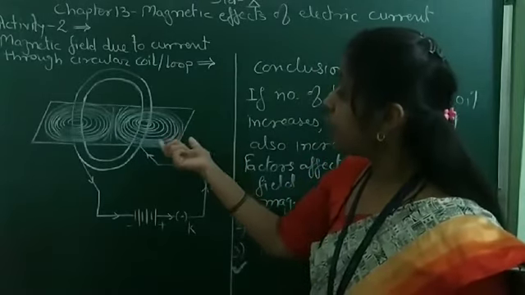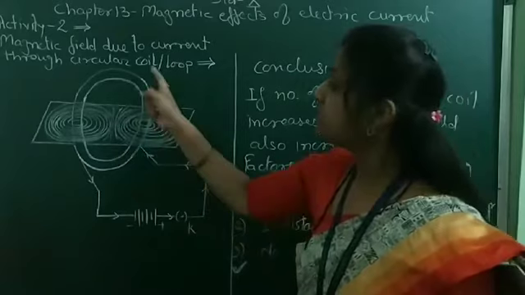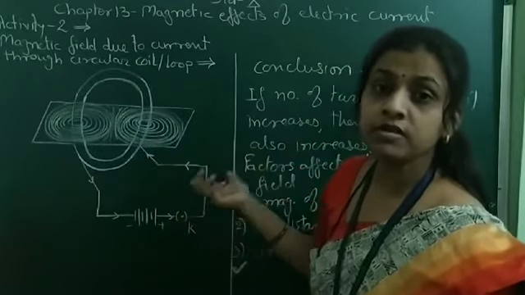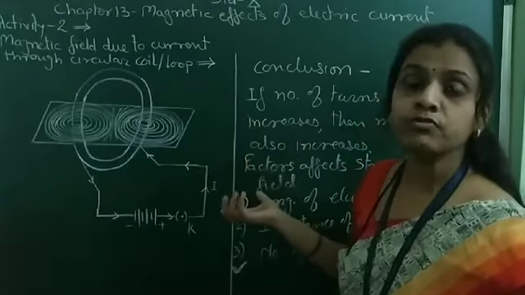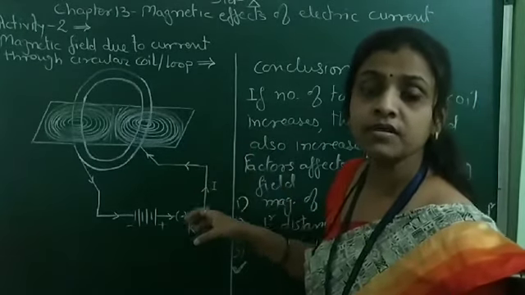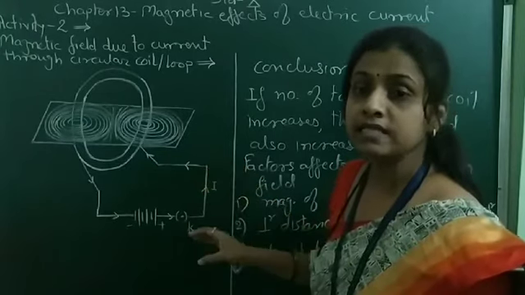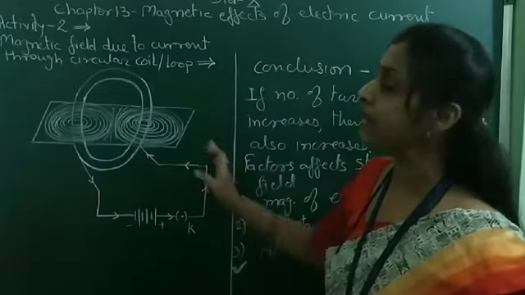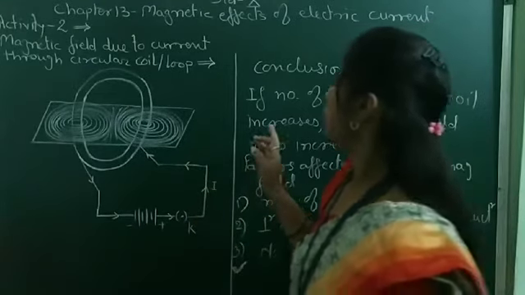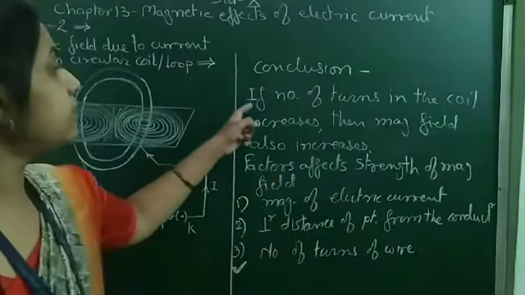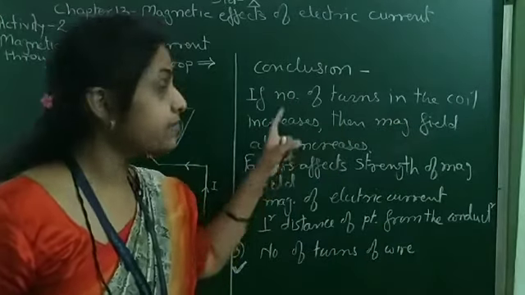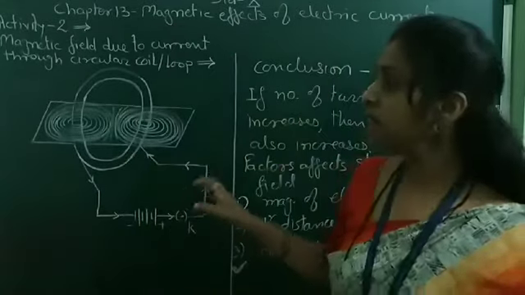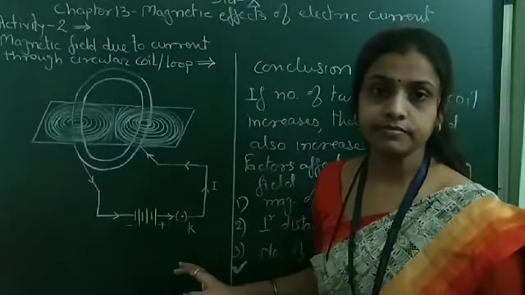And how much magnetic field is produced? It depends on the number of turns. If there are a large number of turns, then the magnetic field produced will be more. If there are fewer turns, the magnetic field produced will be less. So the magnetic field produced depends upon the number of turns of wire inside the coil. The conclusion of the activity is that if the number of turns in the coil increases, then the magnetic field also increases. I hope you understand this activity very well.